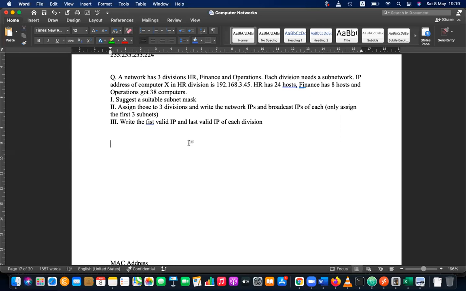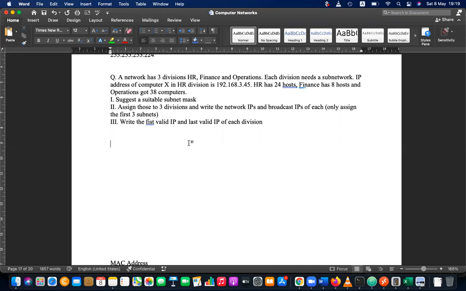5 or 6? Sorry, 7? What is the answer? 5, 6, 7? If you give 5, how many computers? 2 to the power 5 minus 2. Enough or not enough? If you give 6, 2 to the power 6 minus 2. Which is enough? How many bits do you need?